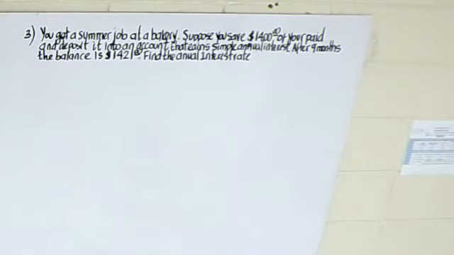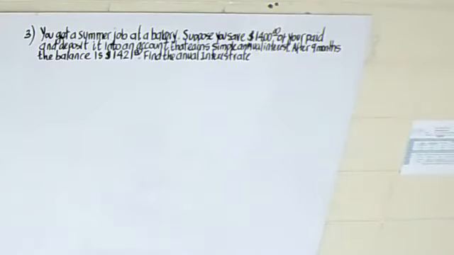Once again, I'm going to read the problem. You get a summer job at the bakery. Suppose you save $1,400 of your pay and deposit it into an account that earns simple annual interest. After 9 months, the balance is $1,421. Find the annual interest rate. First of all, let's learn the concept of the balance of the account. My dear students, the balance of the account is a simple concept. It's the addition of the principal and the simple interest.